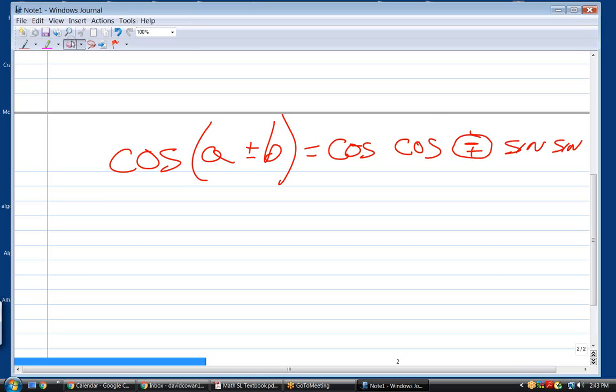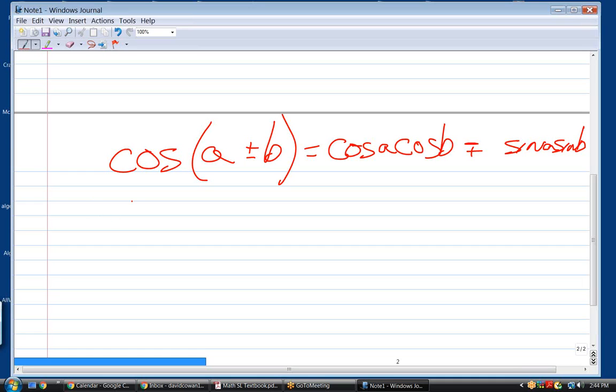Now, what goes here and here? Well, obviously, A and B. It wouldn't make any sense to put A and A there. And so what goes over here? A and B also. So to memorize this, you really only have to remember that it starts with cosine, cosine, and has an opposite sign in the middle. That's 2 things.